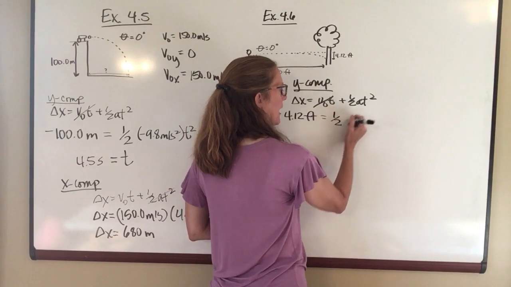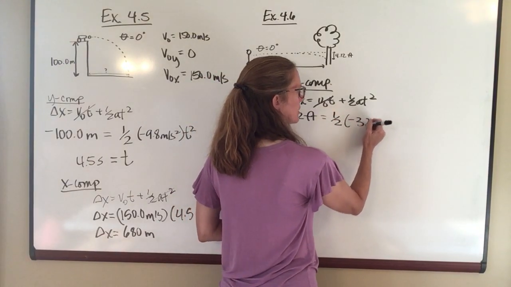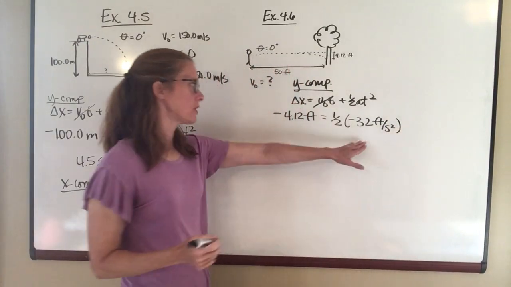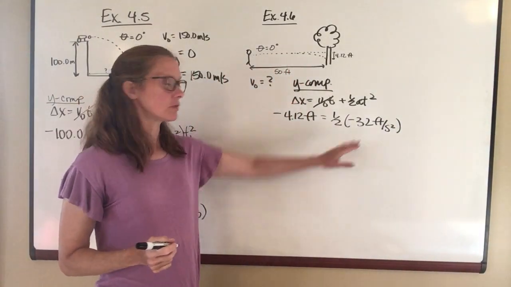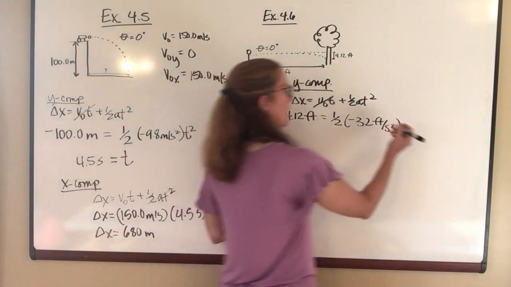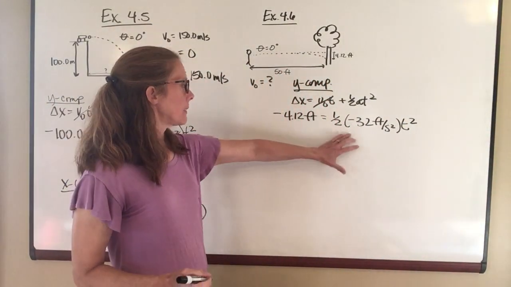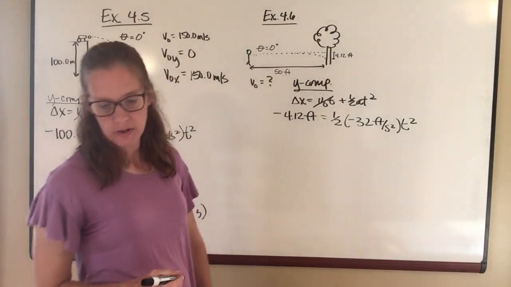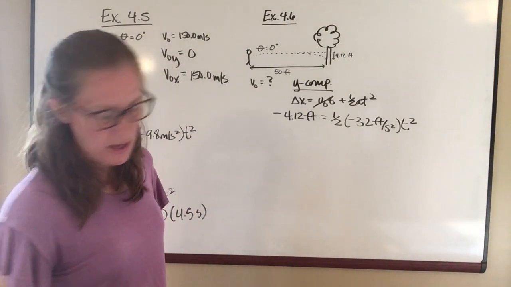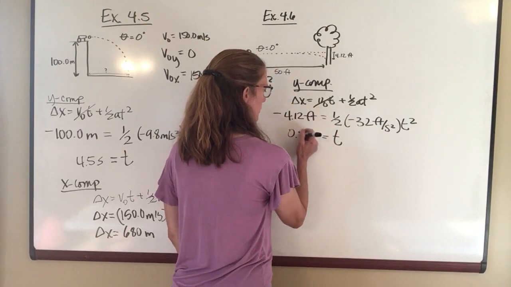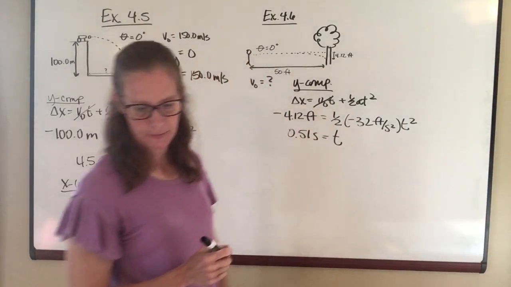Then I have 1/2 times a negative 32 feet per second squared. Remember, my units have to match, so I have to use this acceleration due to gravity. And then I can solve for t squared. My negatives are going to drop out, and so when I end up solving for that, I'm going to end up with t equal to 0.51 seconds.